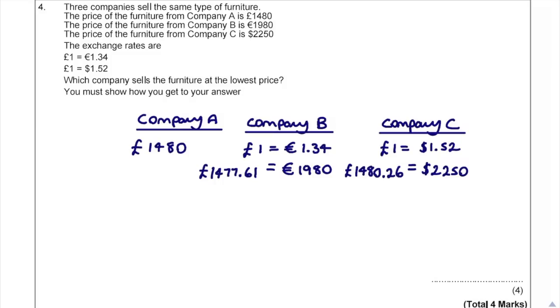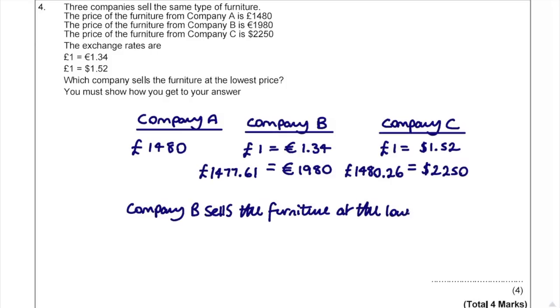And the question says, which company sells the furniture at the lowest price? Well, the answer in this case is Company B. So we can just write a little comment saying Company B sells the furniture at the lowest price. So our final answer is Company B. Question 5.